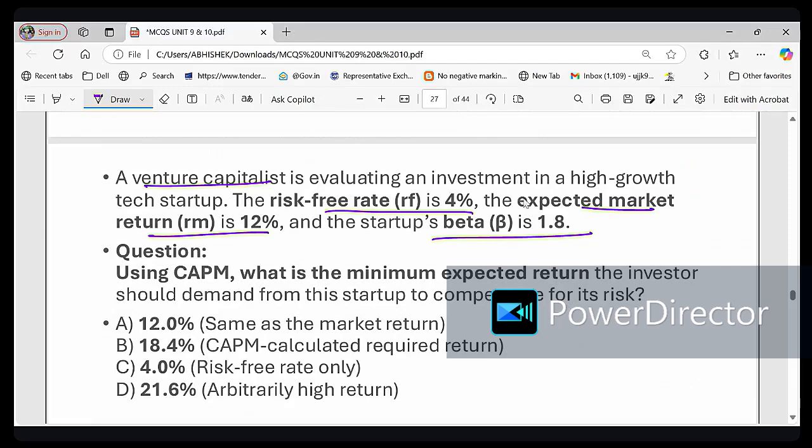So what is CAPM? CAPM is the capital asset pricing model. It helps an investor answer the question: how much return should I expect for taking on the extra risk? This venture capitalist is taking extra risk, so obviously they should get the extra return.